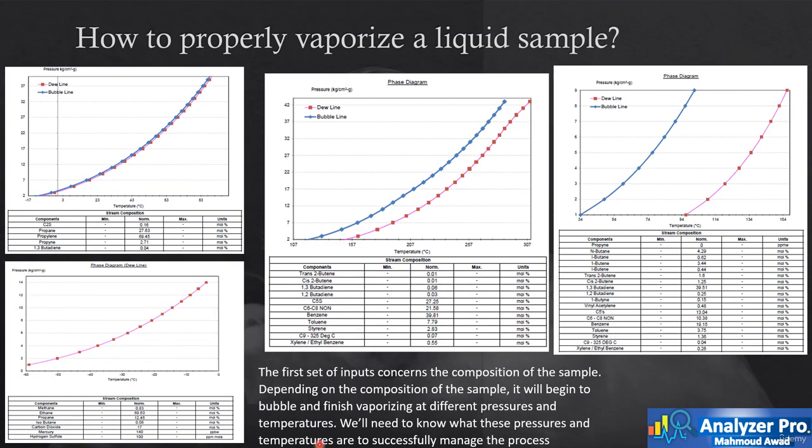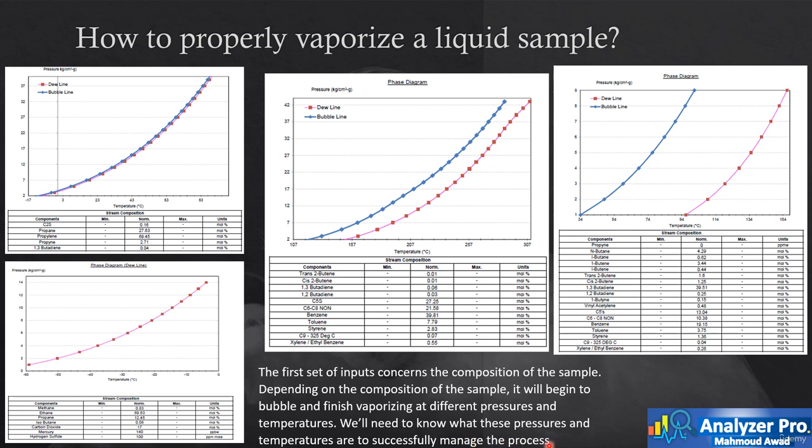In this delicate process, there are many variables or inputs that determine success or failure. There are two main sets of inputs. The first set of inputs concerns the composition of the sample. Depending on the composition of the sample, it will begin to bubble and finish vaporizing at different pressures and temperatures. We'll need to know what these pressures and temperatures are to successfully manage the process.